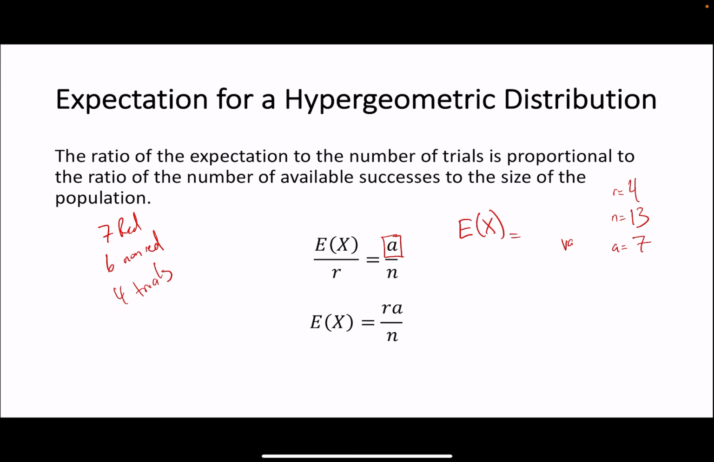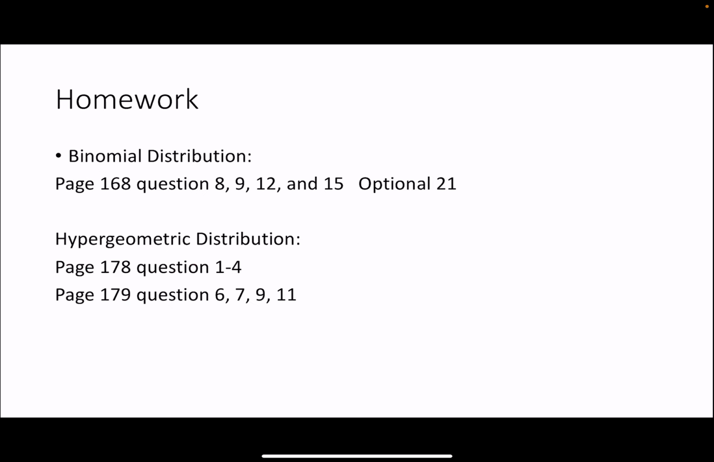So essentially what you want to do is take your trials, multiply it by available over total, 7 over 13. And essentially, it's 28 over 13, which is 2 and 2 over 13, right? That's how many reds I expect to get out of 4 trials. So a bit more than half. And that's it. That's the hypergeometric distribution.